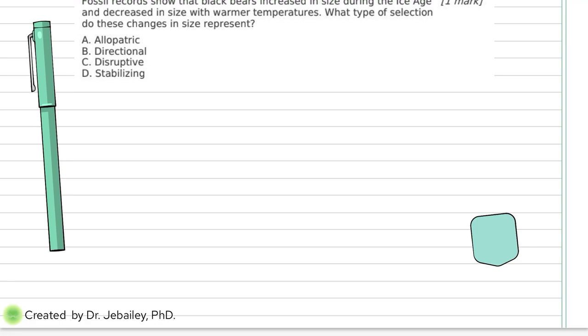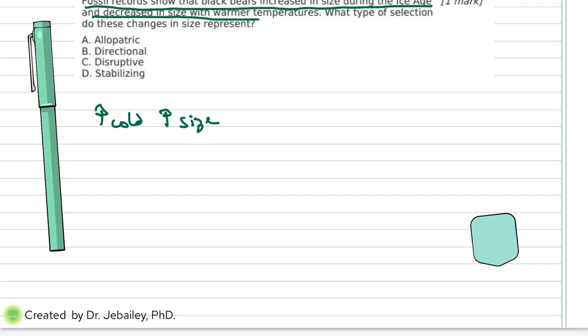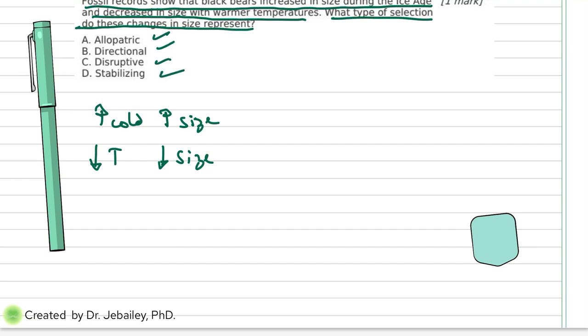So first, we have the fossil records show that the black bears increased in size during the ice age. So during the ice age and the very cold weather, what happens to the size? The size increased. And then it decreased in size when the temperatures were warmer. So somehow the environment is influencing which way they go. Now, what type of selection do these size changes represent? So we have allopatric, directional, disruptive, and stabilizing.